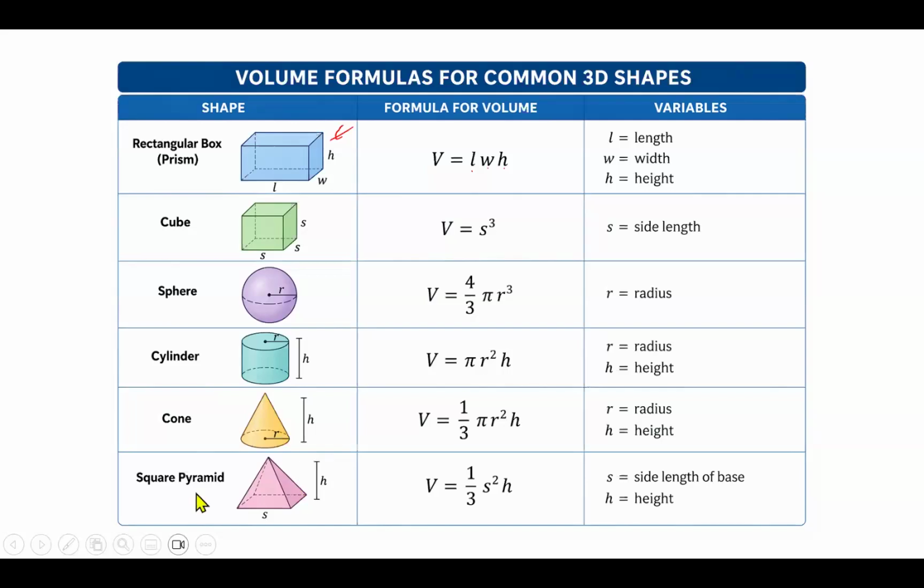Pyramids, we have different shapes of pyramids. Very often a pyramid has a triangular base, but depending on how the base is, the formula may change. So the formula that I included in this table is for a square pyramid, which has a square on the base. So the volume of the pyramid would be 1/3 of S squared times H. All right.